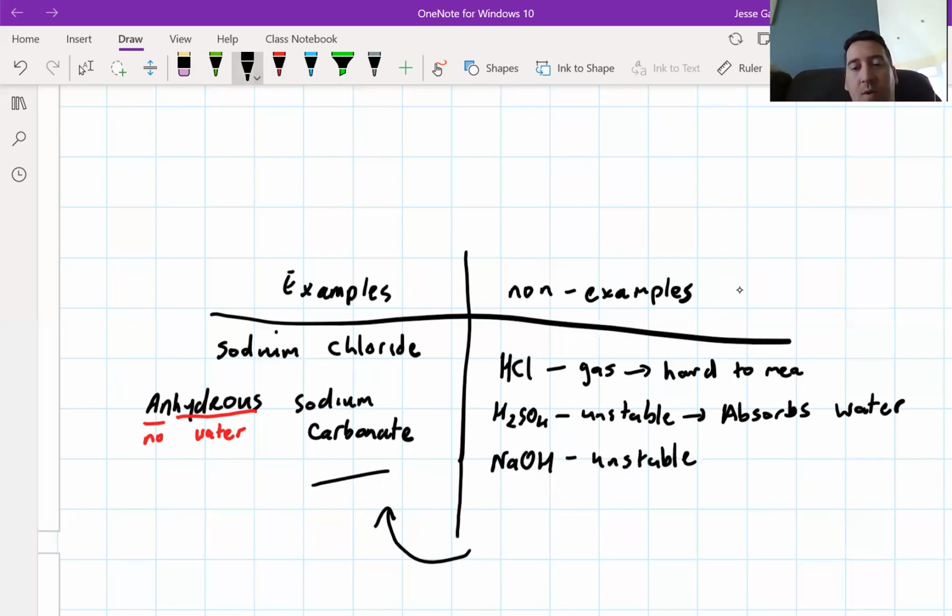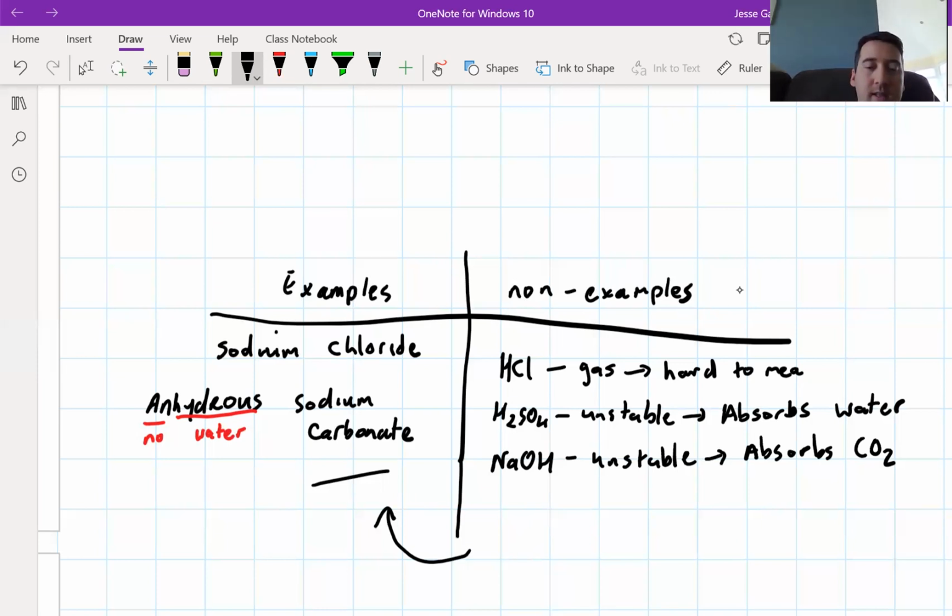Now, it doesn't absorb moisture like H2SO4. Instead, it absorbs CO2. It absorbs carbon dioxide from the air. So again, by the time you finish measuring it out, it's already absorbed CO2 and it's not the mass that you have measured anymore.